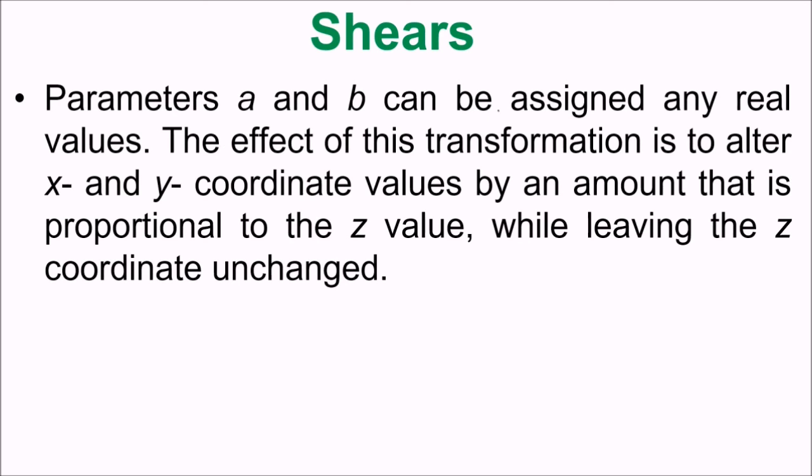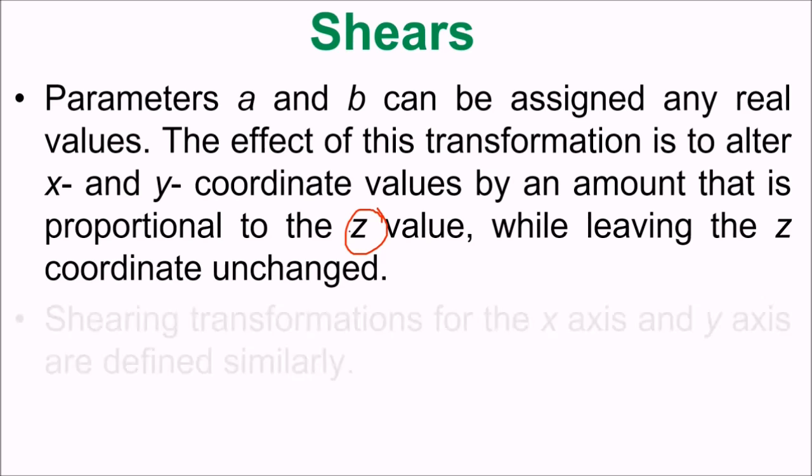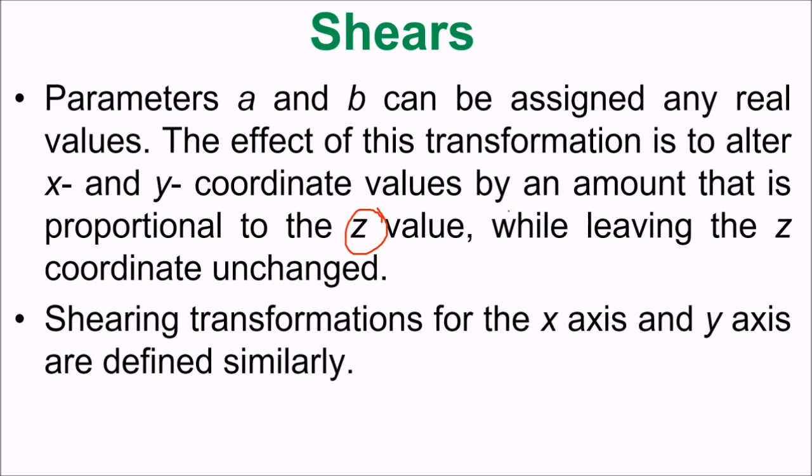So parameters A and B can be assigned any real values. The effect of the transformation is to alter the x and y coordinate values by a certain amount that is proportional to the z value while leaving the z coordinates unchanged. Shearing transformations for the x-axis and y-axis can be defined similarly.